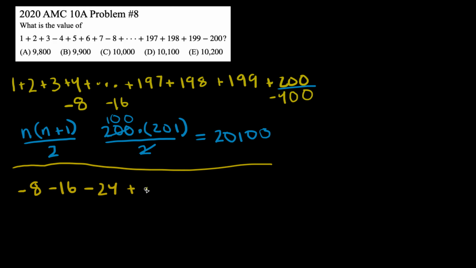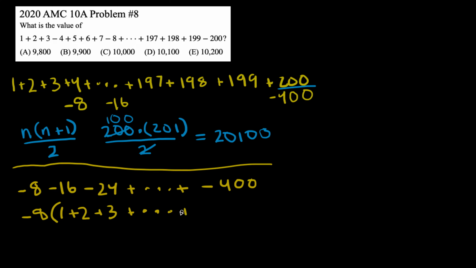And this goes on all the way until -400. We can use our other formulas for the first term, last term, and number of terms, but I do want to show a creative way to think about this. Since they're all multiples of -8, we could just factor out -8 from this entire thing. We're left with 1, plus -16 divided by -8 is 2, -24 divided by -8 is 3, and we see what's going on here.